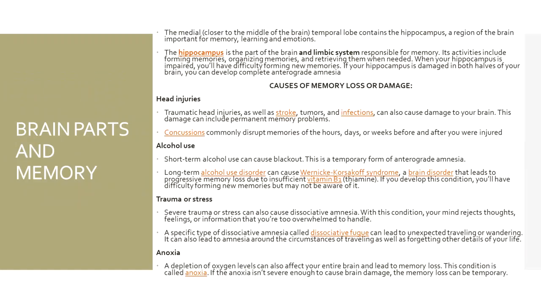Okay. So let's proceed to the different brain parts that are involved in memory formation. So the hippocampus is the part of the brain and the limbic system that is responsible for memory. So again, please take care of your hippocampus. Its activities include forming memories, organizing memories, and retrieving them when needed. When your hippocampus is impaired, you'll have difficulty forming new memories. If your hippocampus is damaged in both halves of your brain, you can develop complete anterograde amnesia. Okay, later on we'll discuss different types of amnesia.